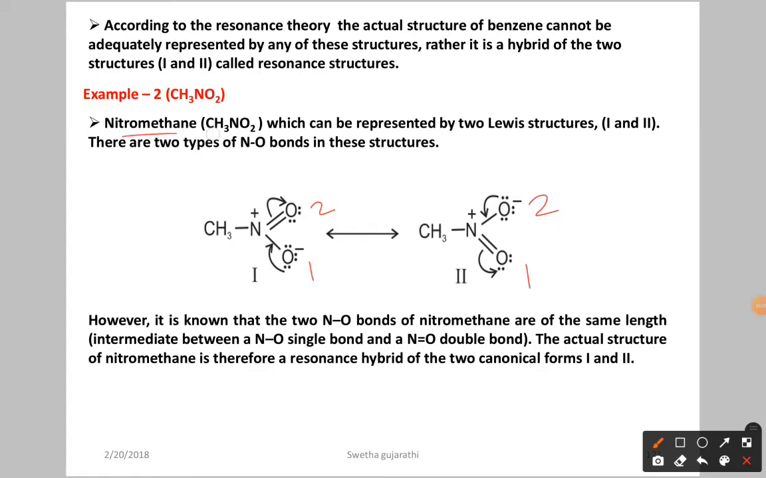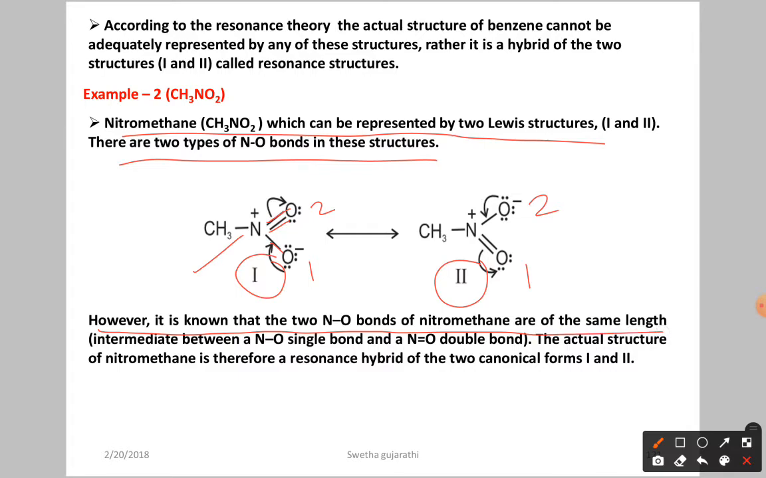So nitromethane can be represented by two Lewis structures. This is the first Lewis structure and this is the second. There are two types of NO bonds present. Here you can see this is an NO single bond, and this is an NO double bond. However, it is known that the two NO bonds of nitromethane are of the same length. Here you are able to see the single bond and double bond. So what we expect is that the single bond length will be different and the double bond length will be different. Even though there are two types of bond, here we have only one bond length, intermediate between the NO single bond and double bond.